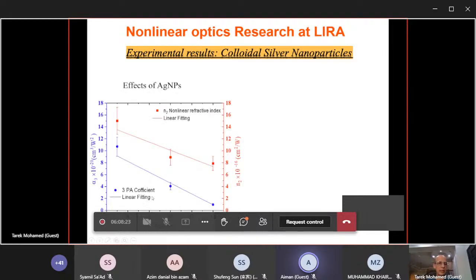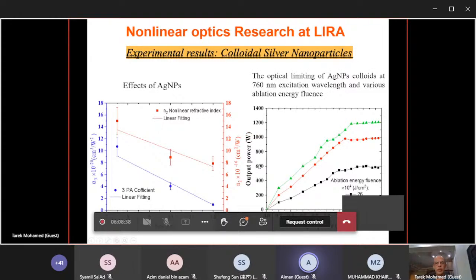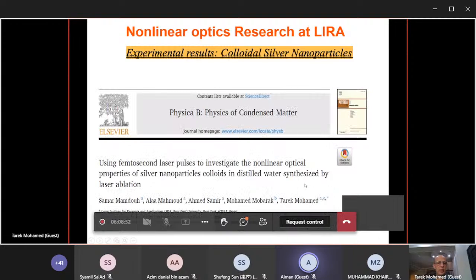Here we summarize the nonlinear absorption coefficient and nonlinear refractive index as a function of size. So we can see the effect of nanoparticle size on the nonlinear refractive index and on the nonlinear absorption coefficient. We also studied the optical limiting of silver nanoparticle colloid at 780 nanometers, and we can see it has some limiter property. We published this work in Physica B.